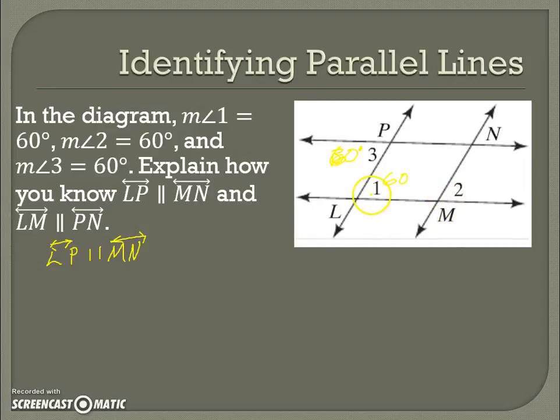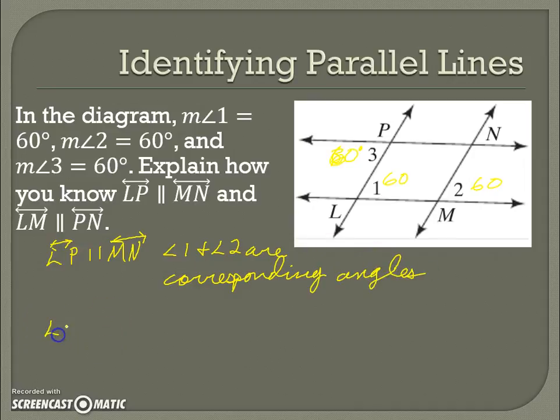Well, angle 1 and angle 2 are congruent. I forgot to write this in. This is 60 degrees. So if angle 1 and angle 2 are congruent, then this line and this line are cut by this transversal. That makes angle 1 and angle 2 corresponding. So you would say angle 1 and angle 2 are corresponding angles. And that makes those parallel.